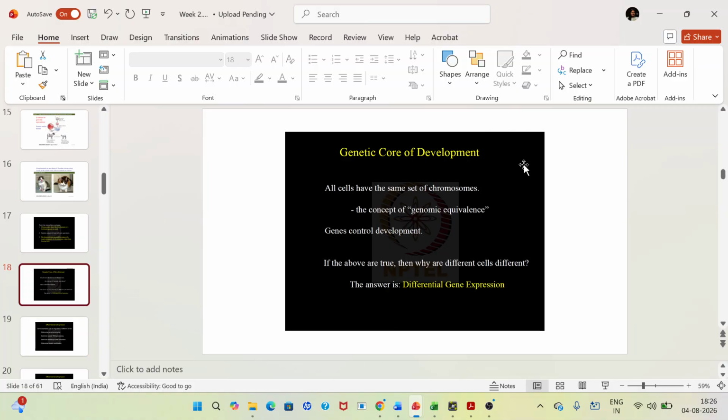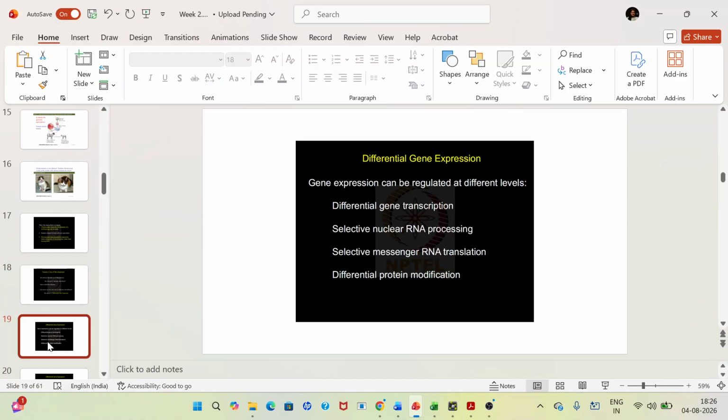Okay, so the genetic core of the development we have understood in the initial stage only: the differential gene expression. Genes control the development, that is true, but it is the differential gene expression which actually directs this development, that is, which cell will form what and which protein will be expressed in which type of cells. Okay, if a liver cell is there, then it should have proteins specific for the liver cell, not the kidney cell, obviously. Otherwise the development will be abrogated and it won't be able to function properly.